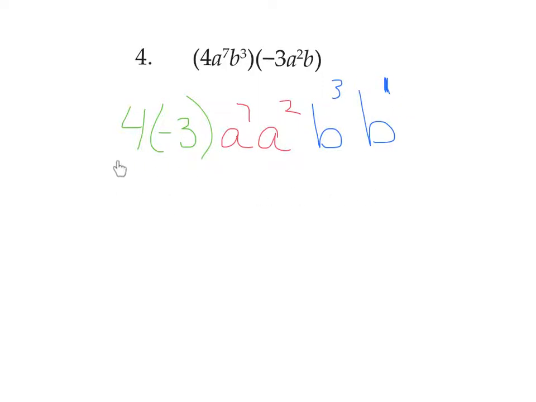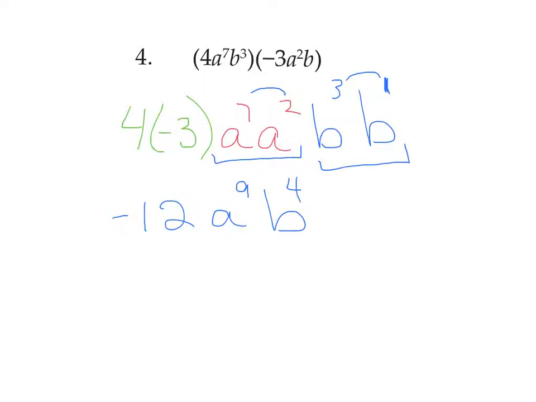All right, now, these coefficients should be multiplied. So 4 times -3 is -12. These a's, to multiply them, we add the exponent. So this is going to be a to the 9. Same thing with the b's. To multiply them, we add the exponent. So this is going to be b to the 4th.